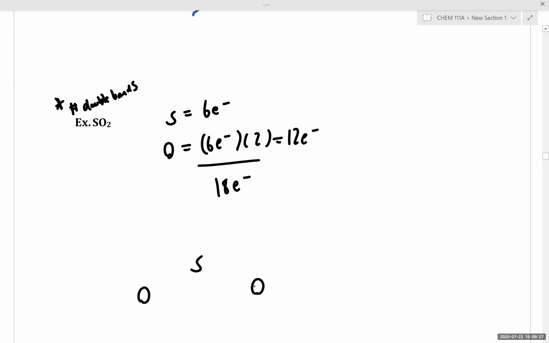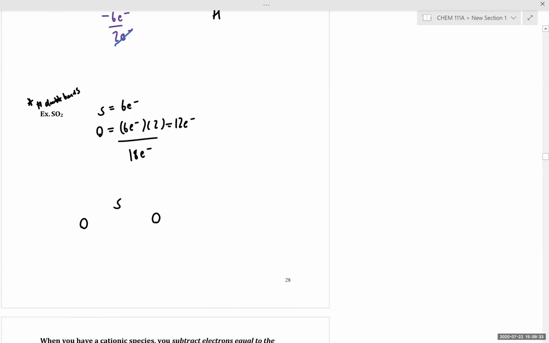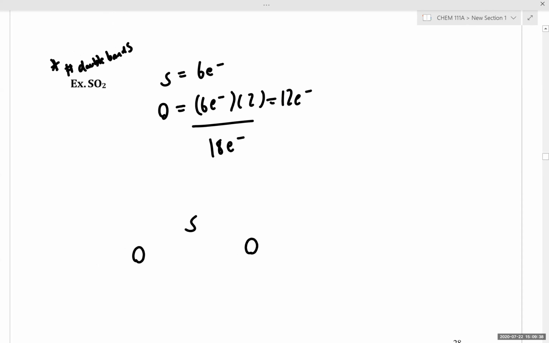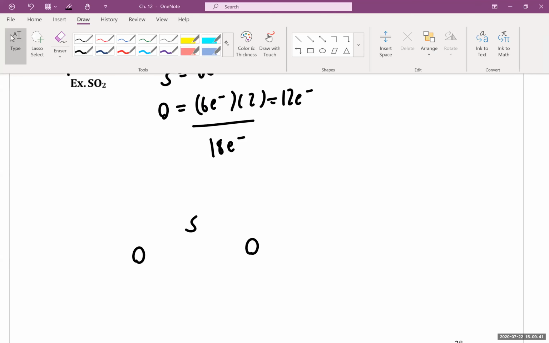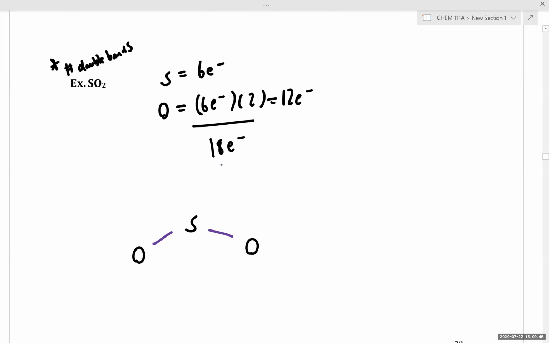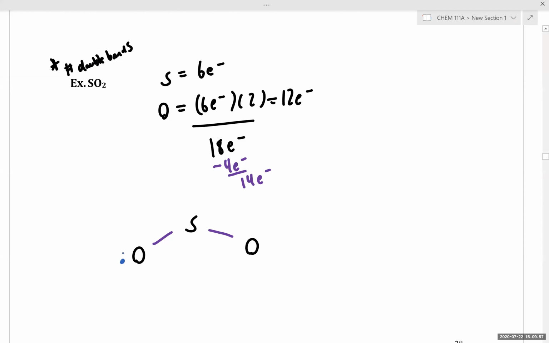We surround it with our 2 oxygen atoms. Then what we're going to do is form 1 bond each. Okay, so we've used up 4 electrons, so we have 14 electrons remaining. Now what we're going to do is place our lone pairs on our outer atoms. So each oxygen needs 6 electrons. So we've used up 12 electrons. We now have 2 electrons remaining.